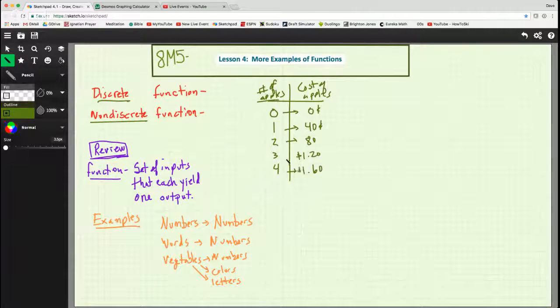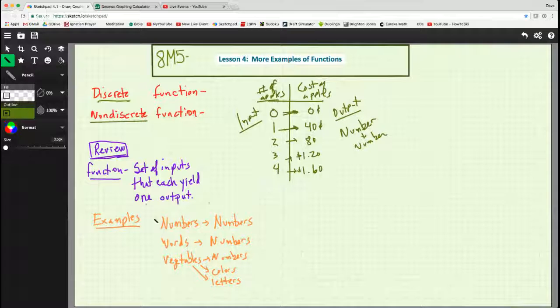And this is a function. This is our input, and this is our output. One number will always give one output. One will never give you a different number at a certain store on a certain day. It'll always cost you the same amount. So this is an example of a number giving you a number. The number 0 gives you the number 0. The number 1 gives you the number 40. The number 2 gives you 80. The number 3 gives you 120 if you're dealing in cents.